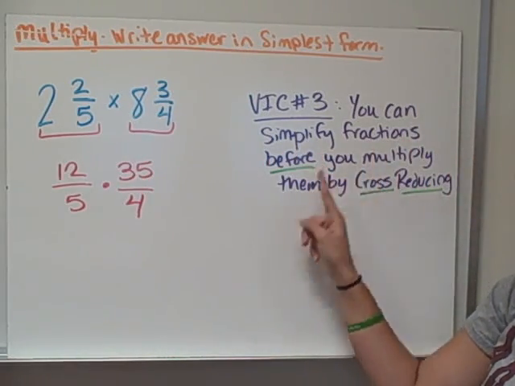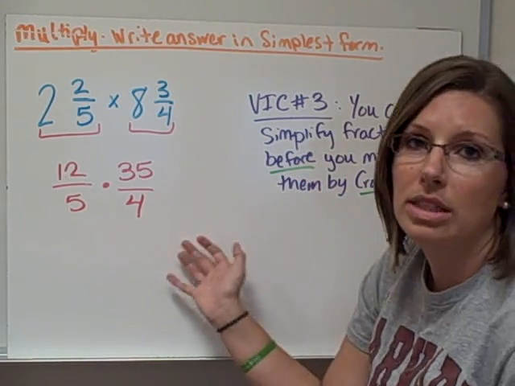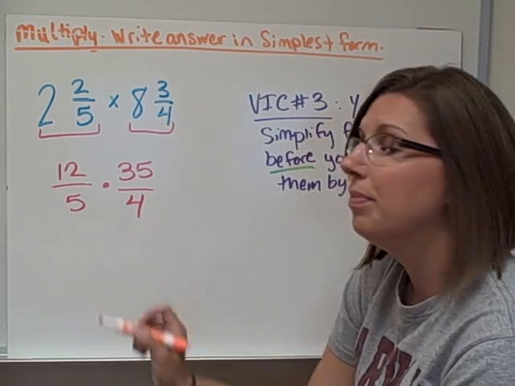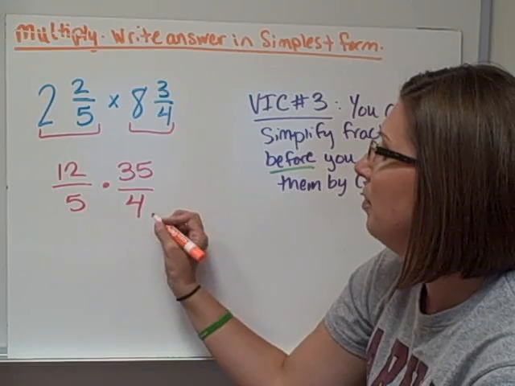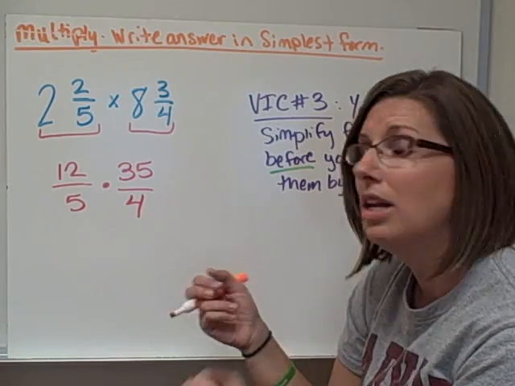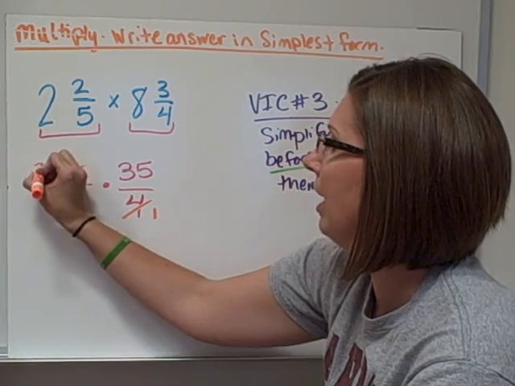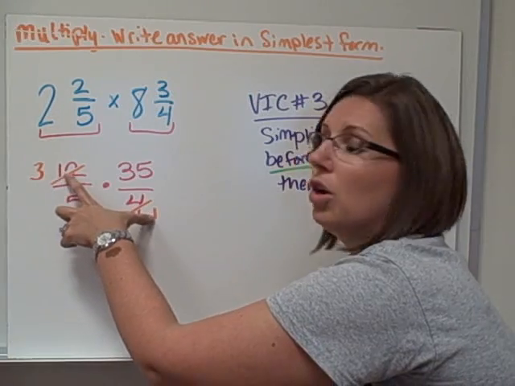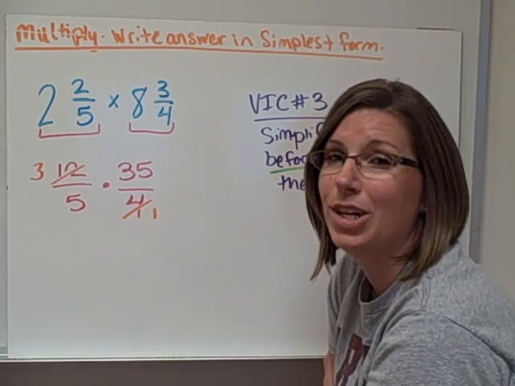VIC number 3. You can simplify fractions before you multiply them by cross-reducing. So cross-reducing looks like this. If I look diagonally at my numerator on the left and my denominator on the right, I notice that they're easily divisible by 4. So what I'm going to do now is I'm going to actually divide this number by 4 and get 1, and this number by 4 and get 3. So 4 goes into 4 one time, 4 goes into 12 3 times. I cross-reduced these numbers just now. It makes my multiplication process a little bit easier.